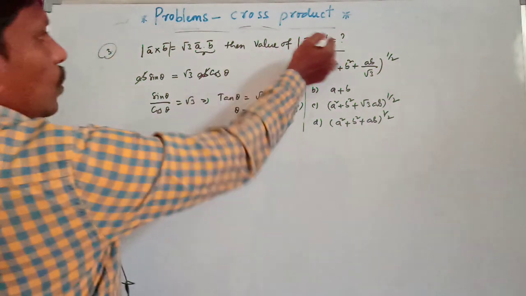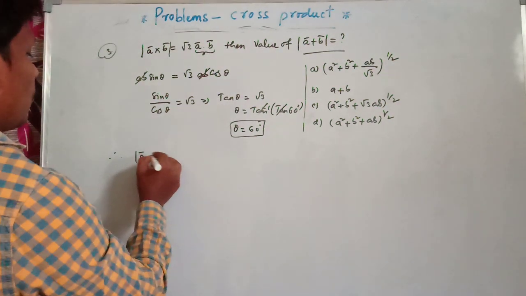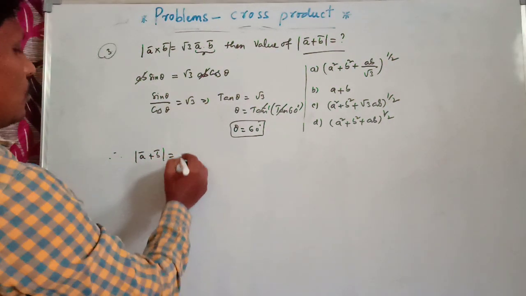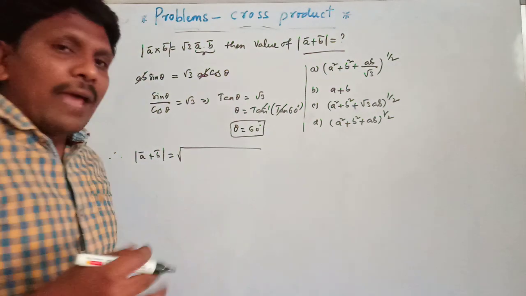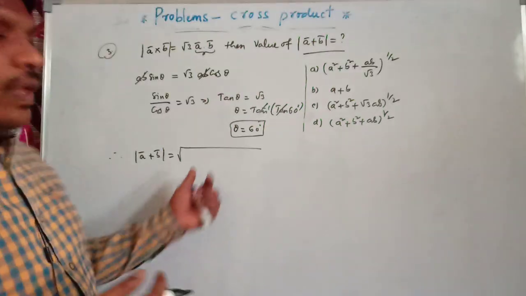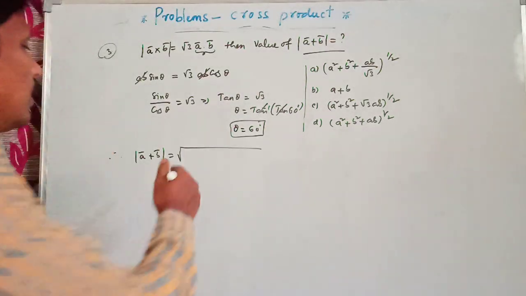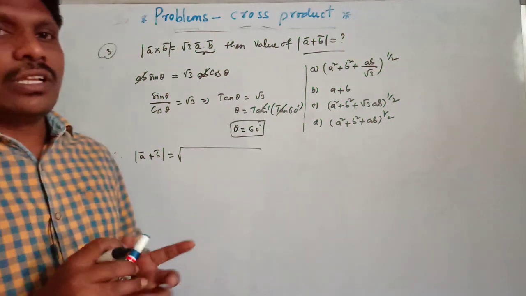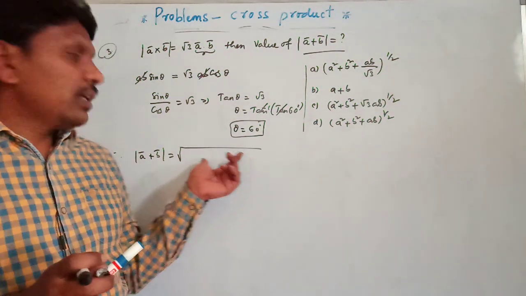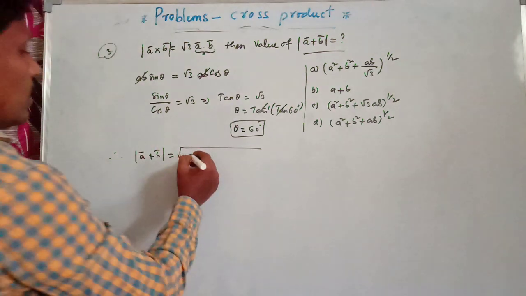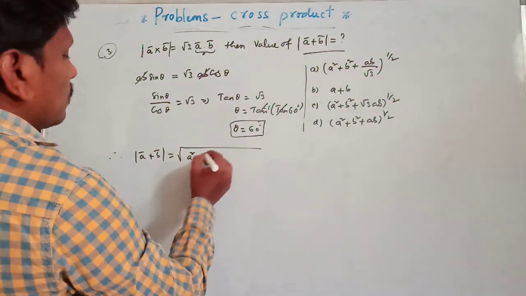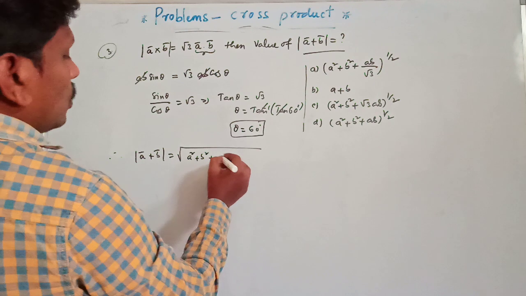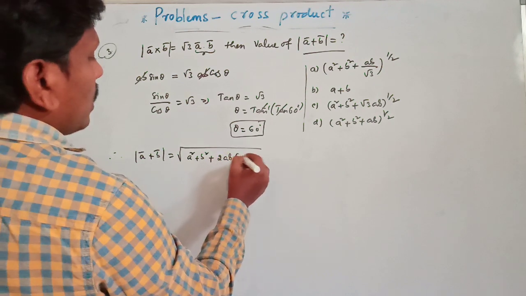Then if you go through this, mod of A bar plus B bar equals, we know that the magnitude of the resultant vector from the parallelogram is A square plus B square plus 2AB cos theta.